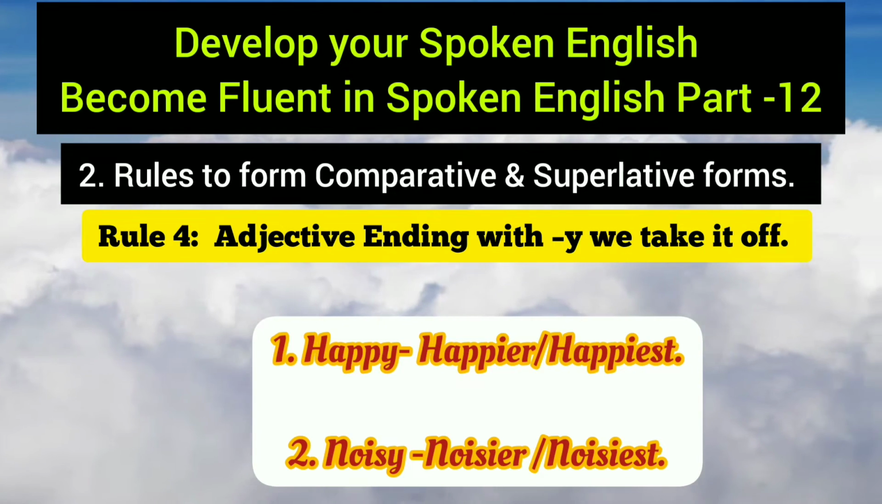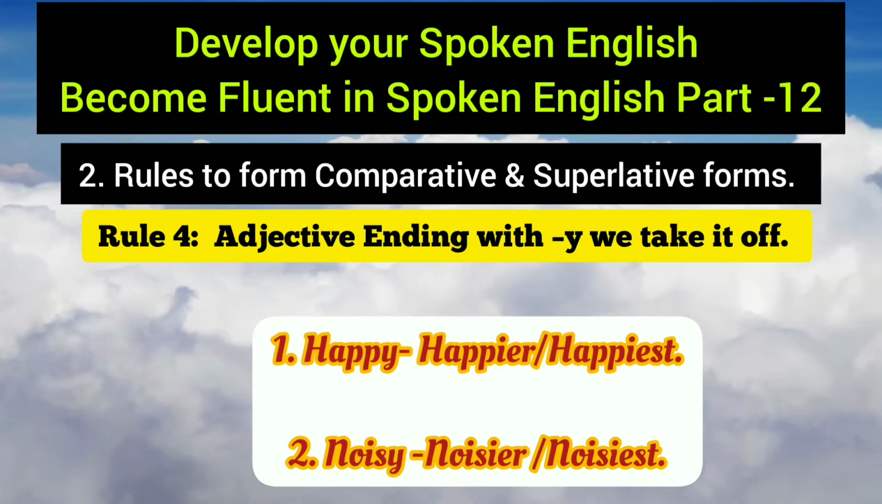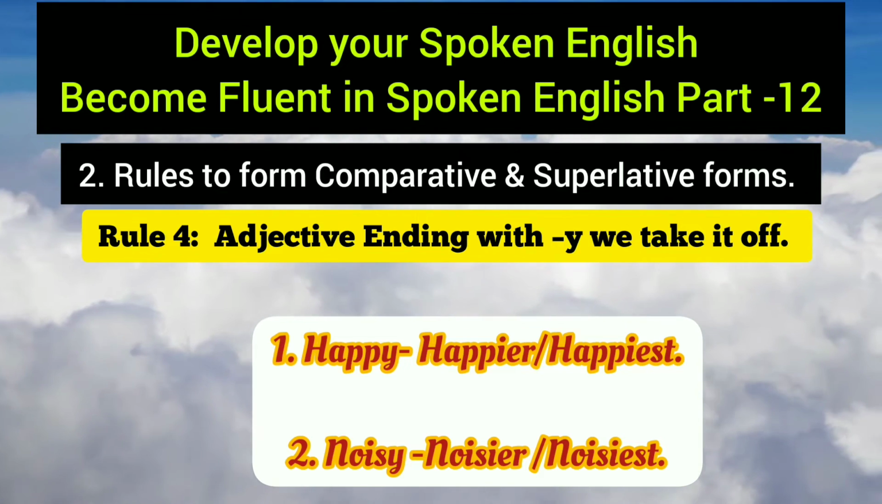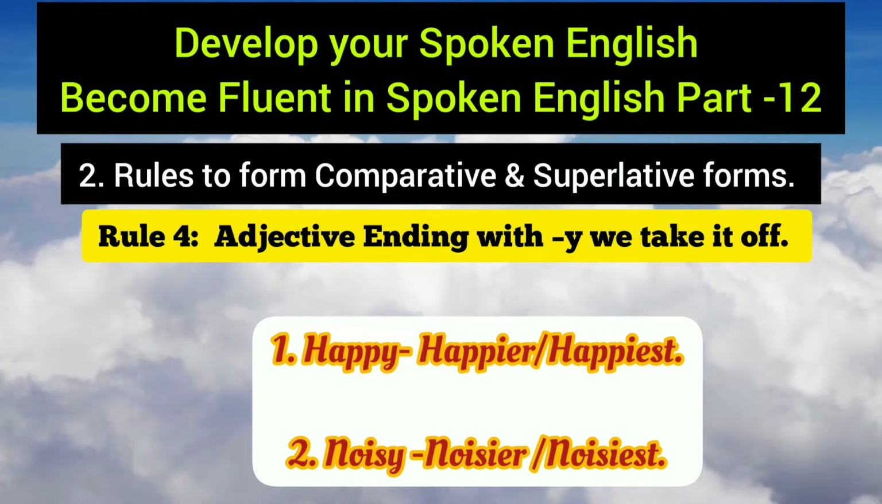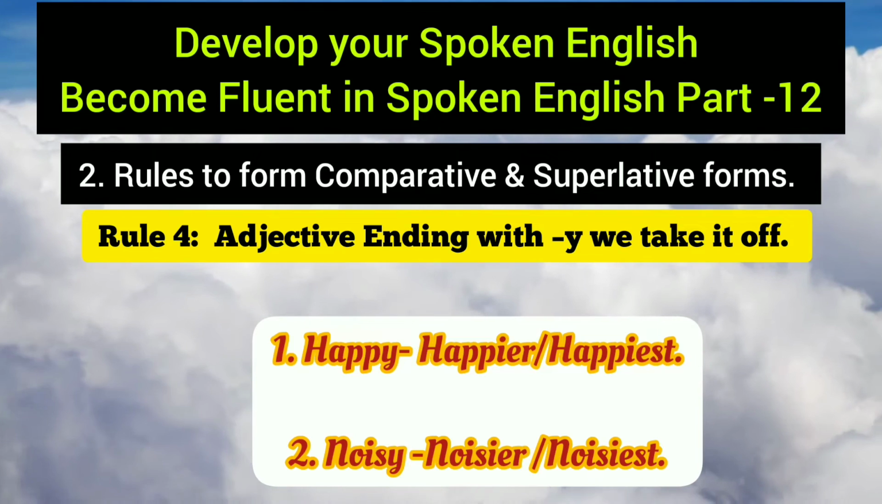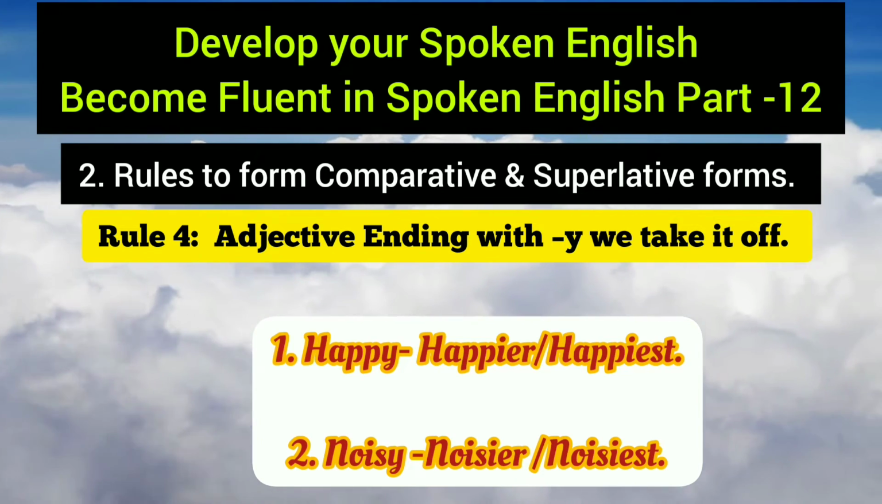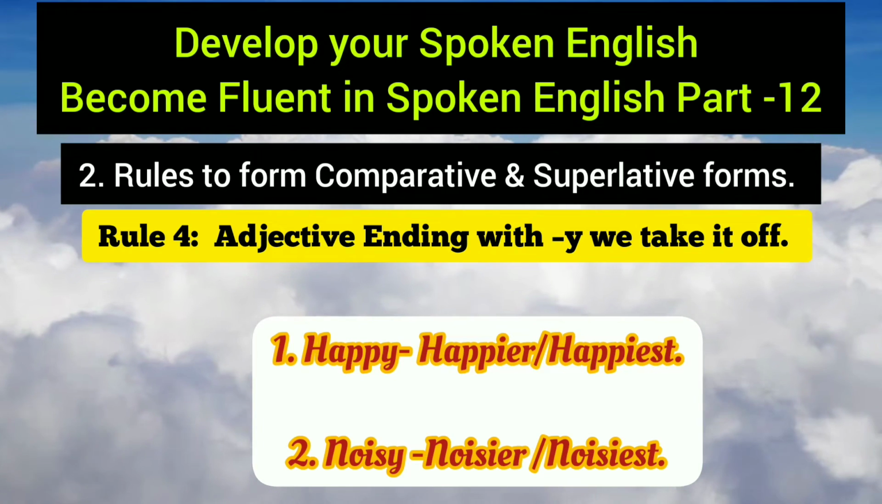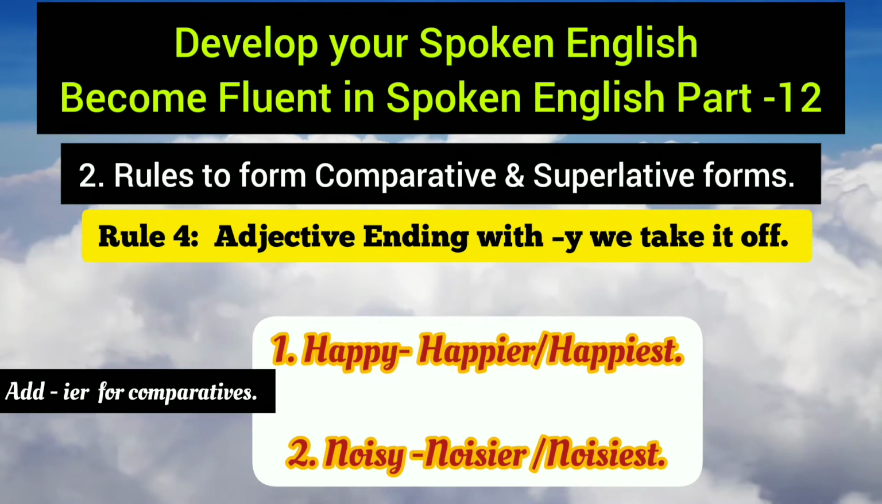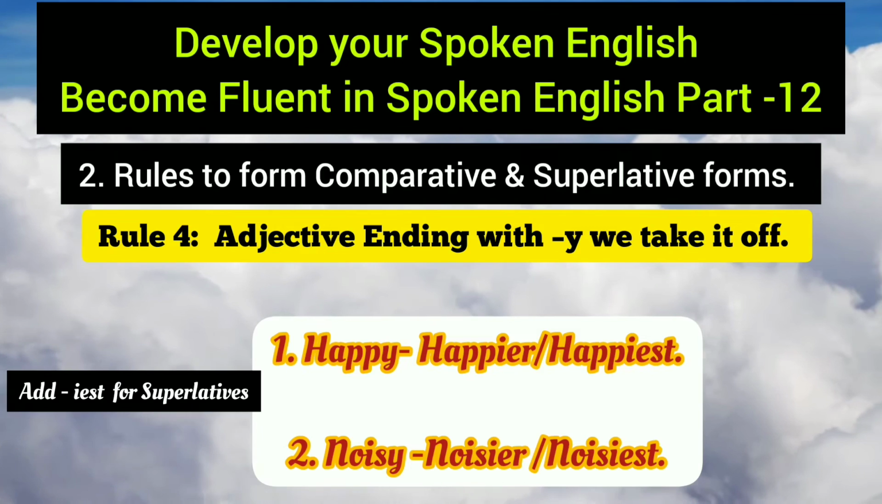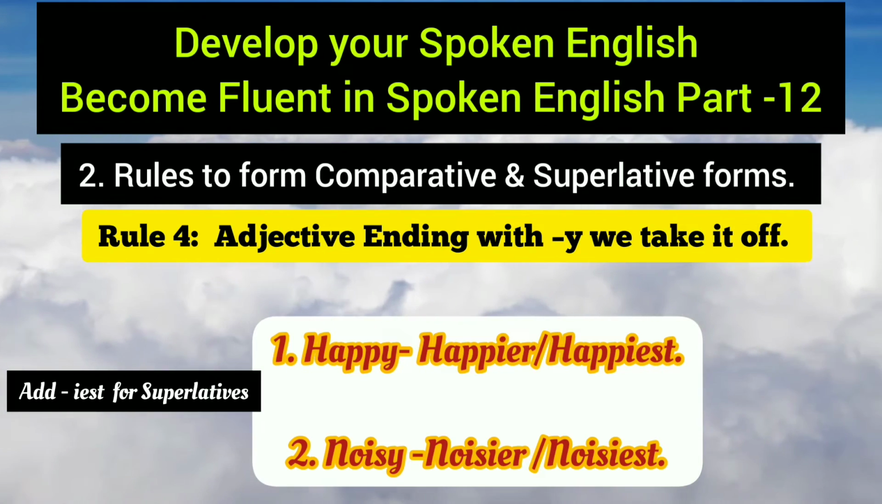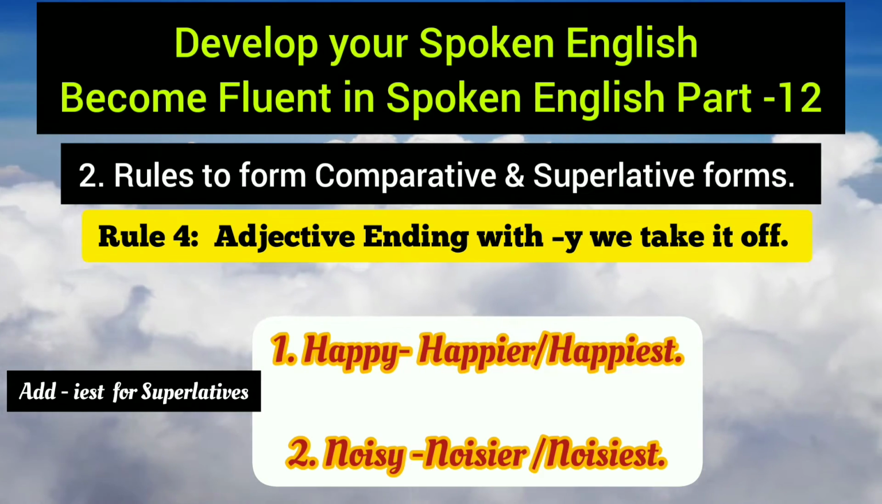Similarly, the second example is noisy. Again, I'm taking off the Y and adding -ier, noisier, and the superlative is noisiest. So for adjectives ending with Y, we just take off the Y and add -ier to form the comparative and -iest to form the superlative. I hope it's crystal clear.